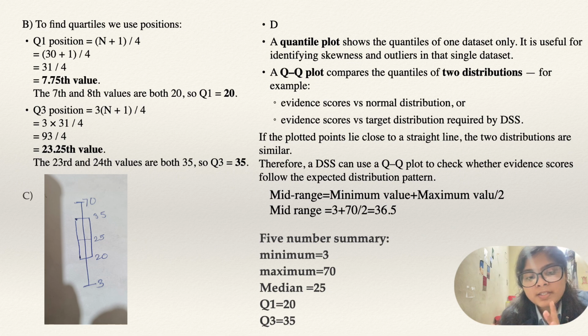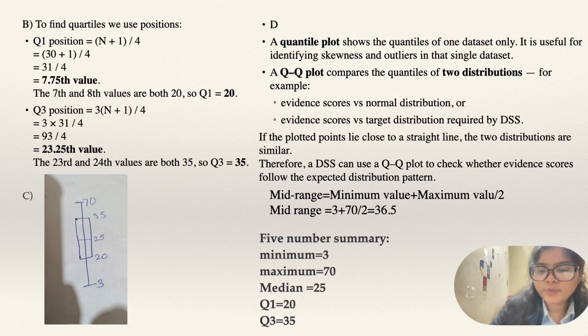If the plotted points lie close to a straight line, the two distributions are similar, otherwise dissimilar. Therefore, a DSS can use a QQ plot to check whether evidence scores follow the expected distribution pattern or not. So this was all for the second question.